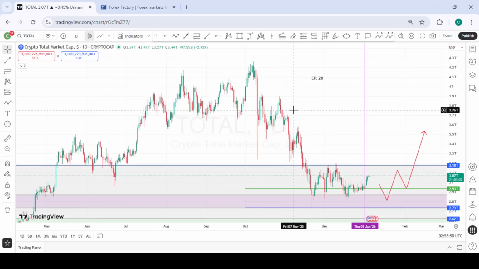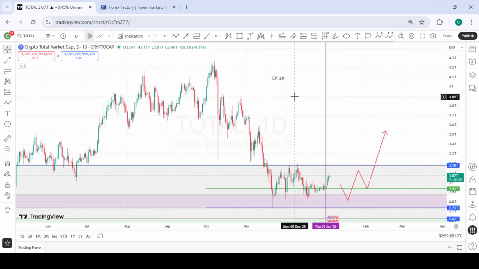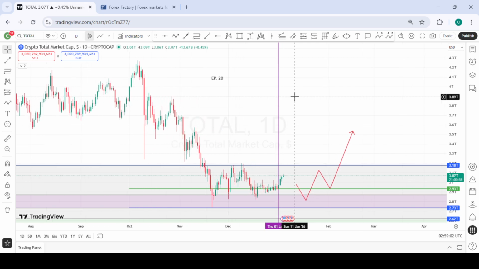We have here the total crypto market cap. We shared this setup on episode 20, so we're going to drop the link in the description so you can refer to that and see what we said about the total crypto market cap and then what was developing.